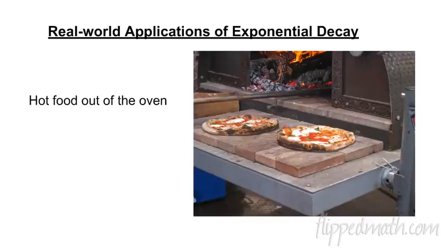Next, we have hot food. When you take hot food out of an oven, you ever burn your tongue on it? Maybe some hot chocolate or a hot pizza comes out of the oven. It's hot. It burns. Will it take some time for it to cool down? That's exponential decay. The temperature decays towards room temperature. We will actually do some of those in our application problems.